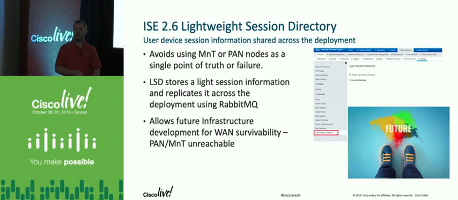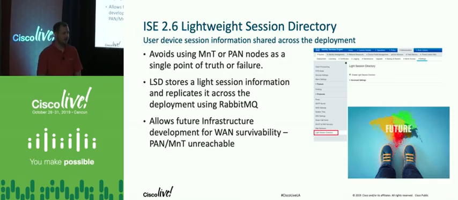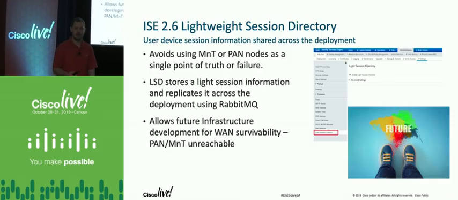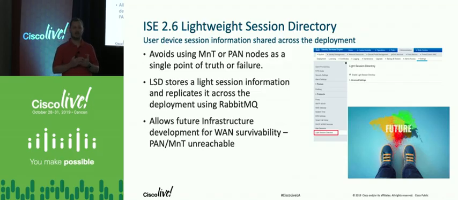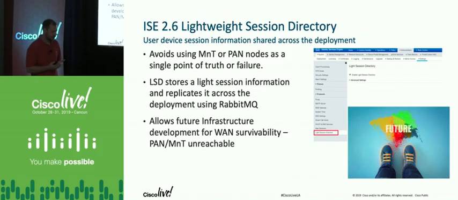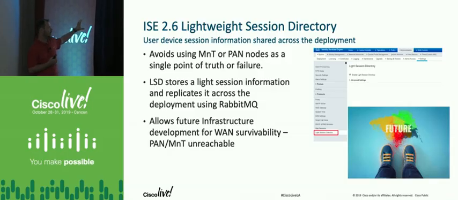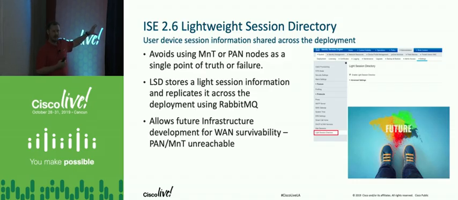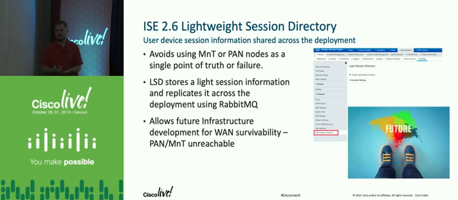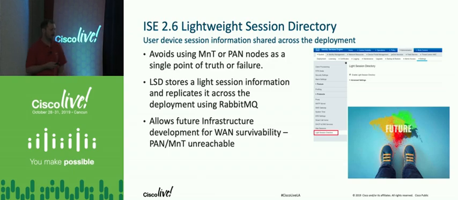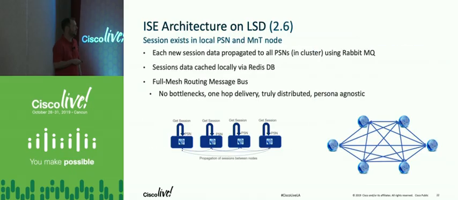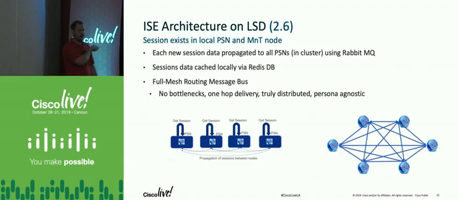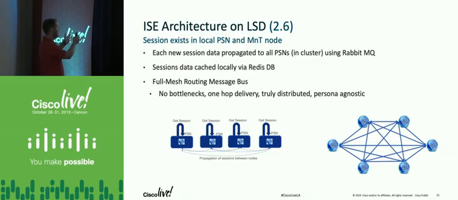One other feature that goes to the moral of today's session is this lightweight session directory. As the architecture was being scaled out, messages were going over syslog. If that PAN and M&T went down, there wasn't a large buffer to save those messages. One of the benefits of adding this message bus as a part of the session directory is that even if PAN and M&T go down, we're able to propagate session details from one PSN to another.